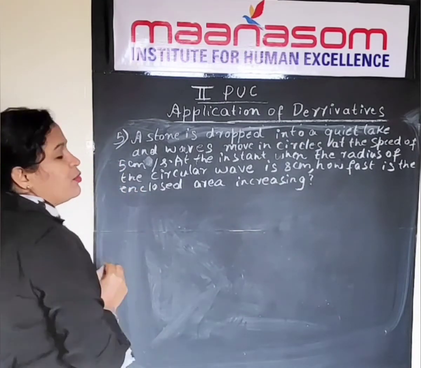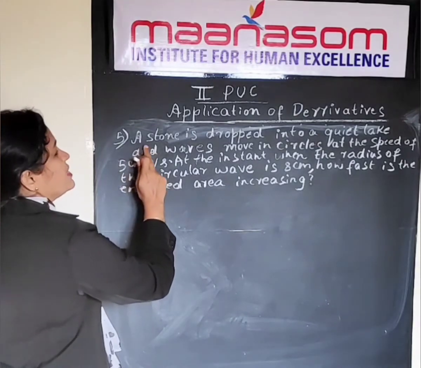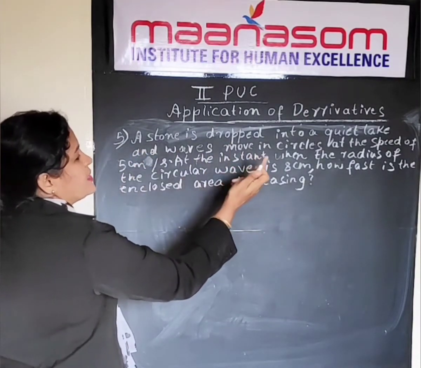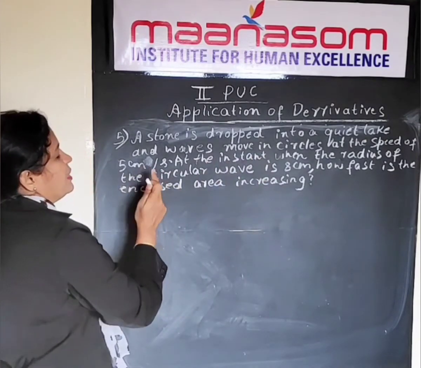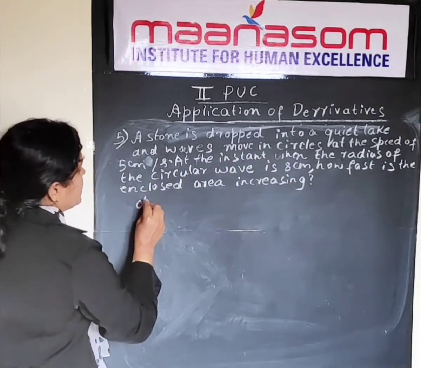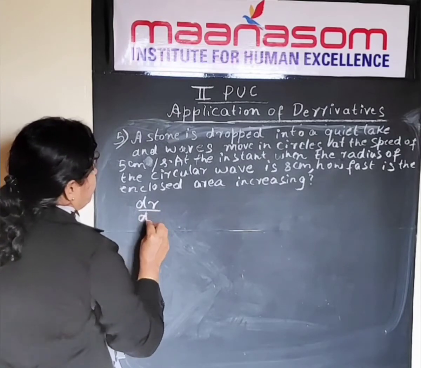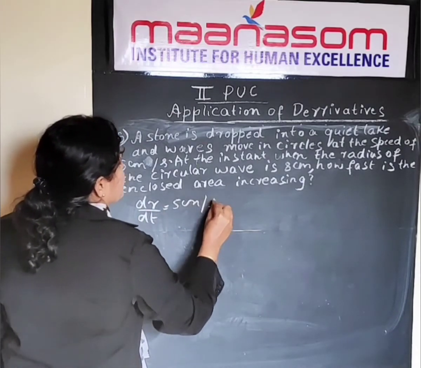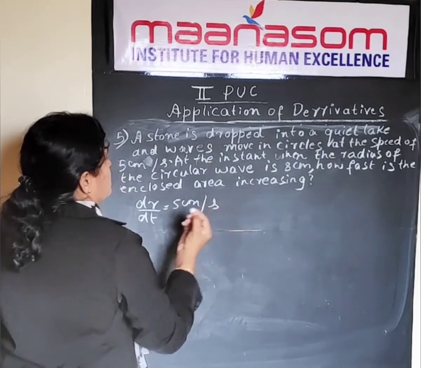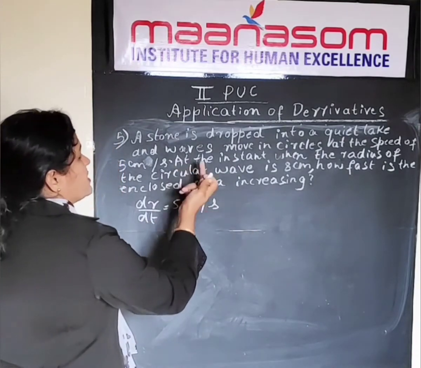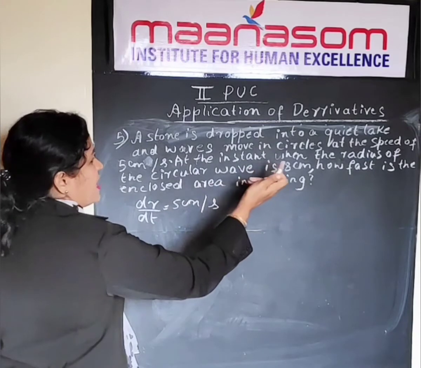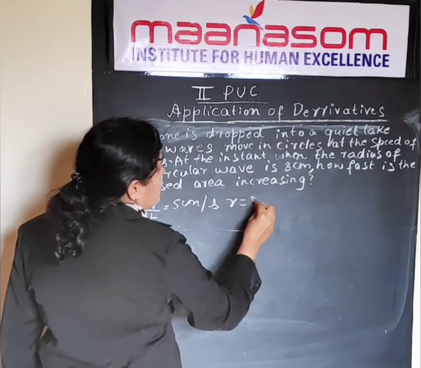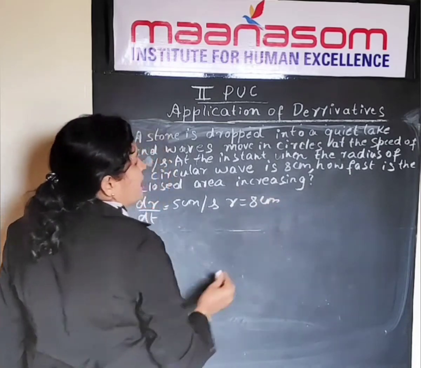So first let us write whatever is given. They have said that a stone is dropped into a quiet lake and waves move in circles at the speed of 5 centimeter per second. So this is dr by dt. dr by dt will be 5 centimeter per second. Now, what did they say next? At the instant when the radius of the circular wave, what is the radius of the circular wave? R is equal to 8 centimeter.